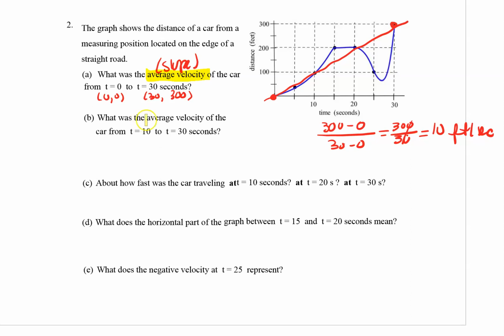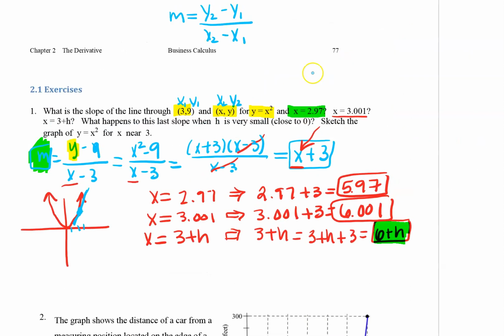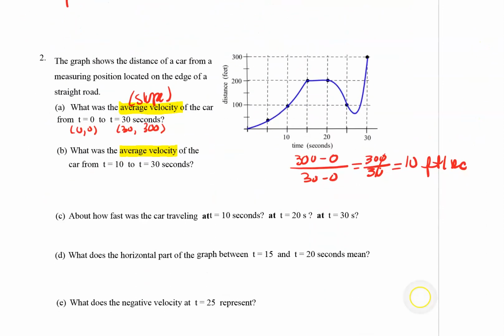Now part B says, what is the average velocity of the car from t equals 10 to t equals 30? So let's kind of remove what we did on that last graph. And so if I look at t equals 10, that would be right here. So that would mean that we're now at the point (10, 100). And then t equals 30 would be right here. We've already grabbed that ordered pair, (30, 300).